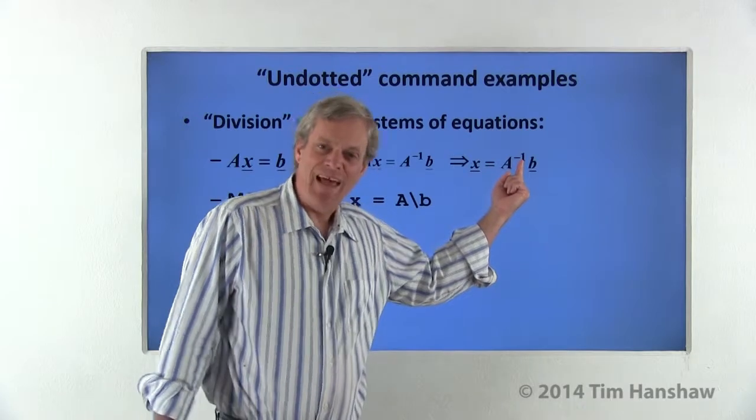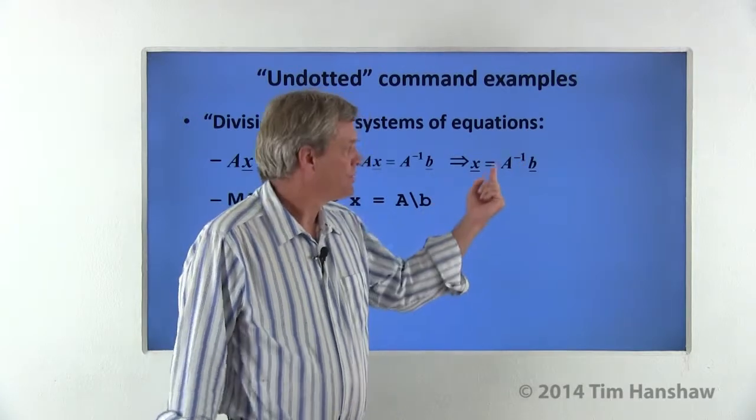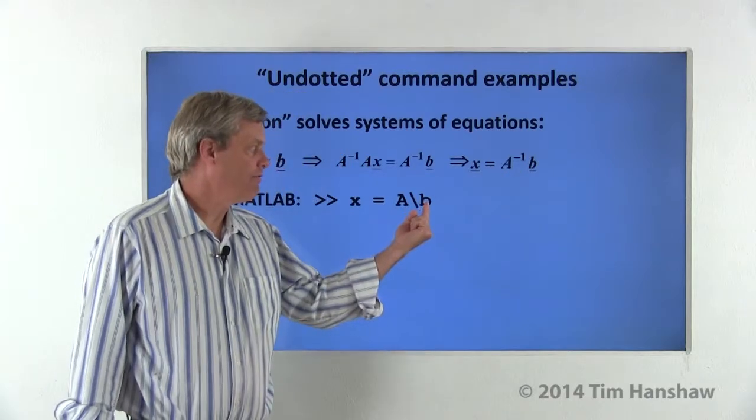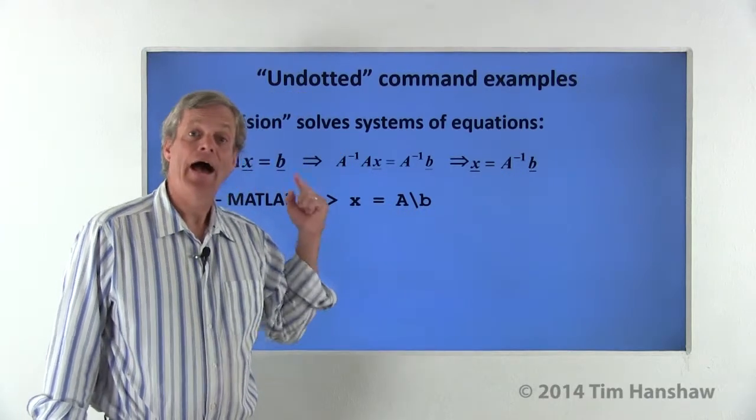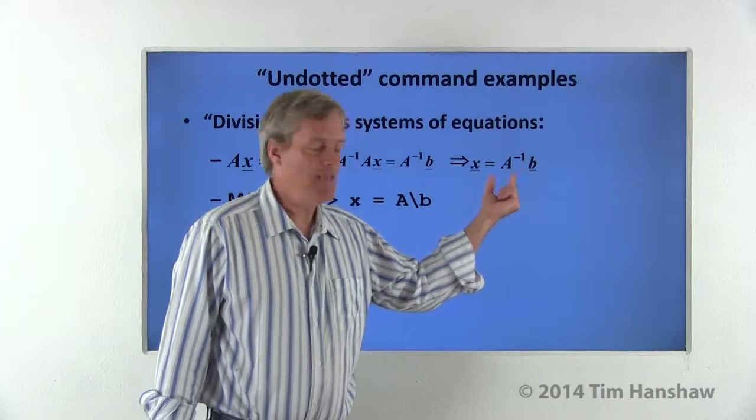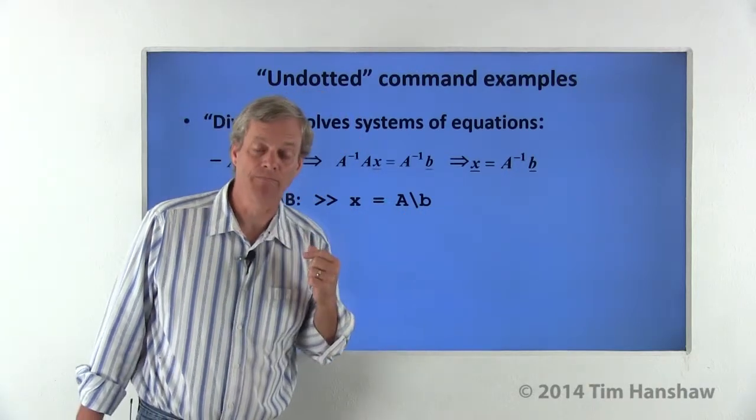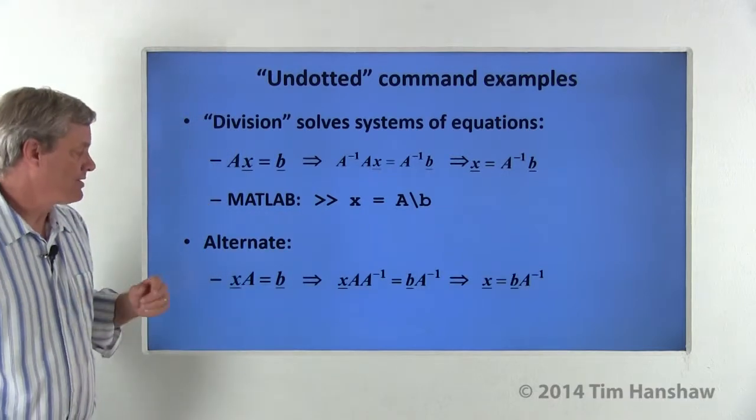A inverse in Matlab kind of looks like 1 over A. So we're multiplying 1 over A times B, or B divided by A. However, we're pre-multiplying by A inverse, so A shows up first, and we use the backslash operator. There's an alternate way to do this.